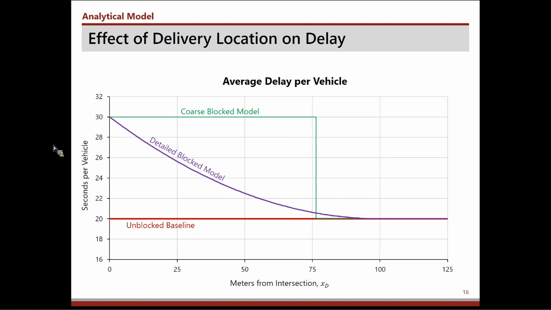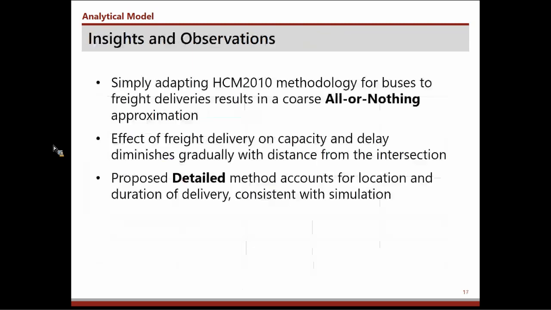All right, so this is as far as we got with an analytical model. We knew there was something here, that the location of the freight delivery mattered. And we wanted to explore this in a model that accounted for more of the variability that you would see in the real world. And so, moving away from an analytical theoretical model where everything's uniform and perfect, we decided to look at microsimulation.